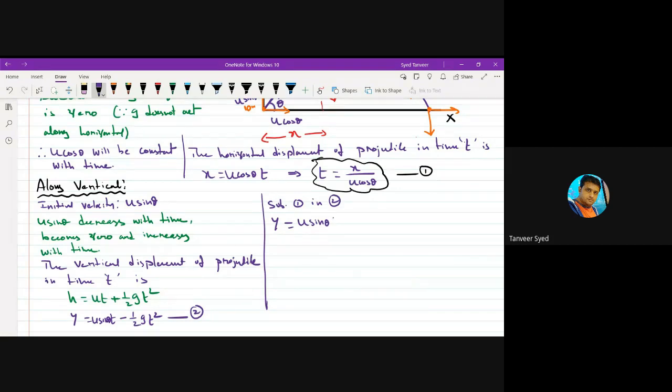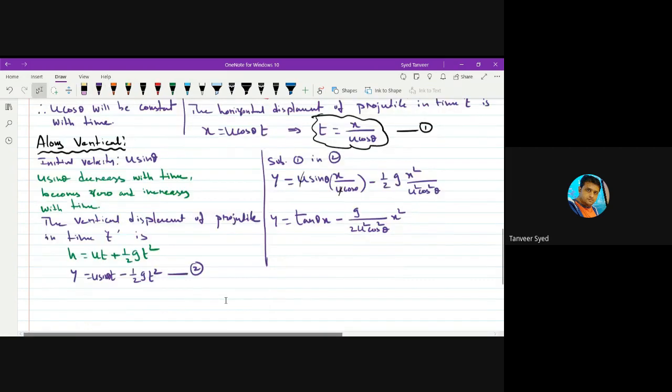So substituting 1, y is equal to u sin theta into t. T is x by u cos theta, minus half g t square. T square is x square by u square cos square theta. Any cancellations here? U will get cancelled. So we have y is equal to sin theta by cos theta, that is tan theta x, minus g by 2u square cos square theta into x square.